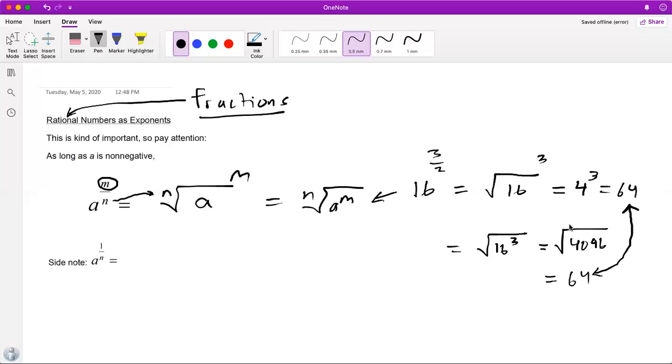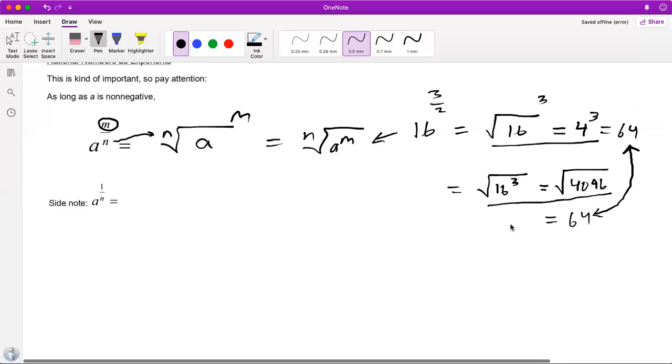And you can ask yourself which method is easier, to do it this way or to do it this way. My opinion is that the first way is easier because instead of making 16 really big by cubing it, I make it small first and then I raise it to the power. This is easier to do in your head, or just the numbers are smaller so there's less chance of making a mistake. So I like this way better. Both ways work. You can pick which one you like.